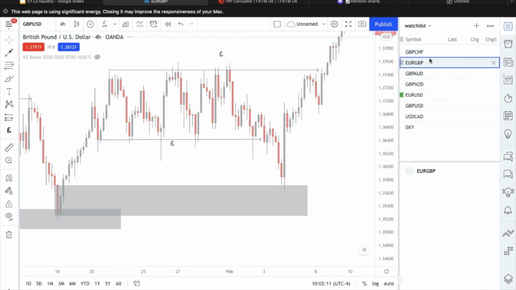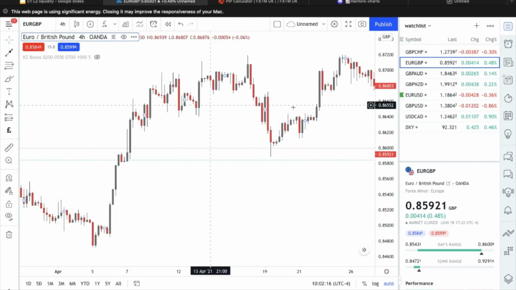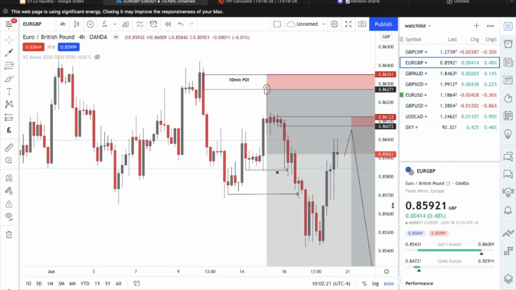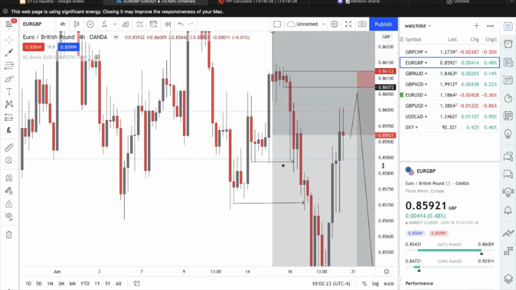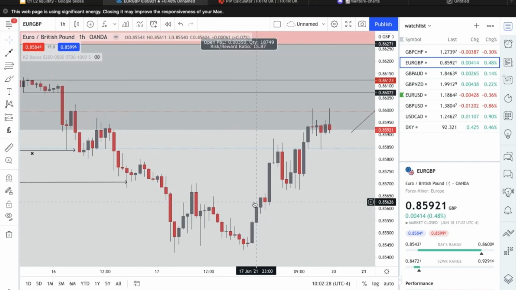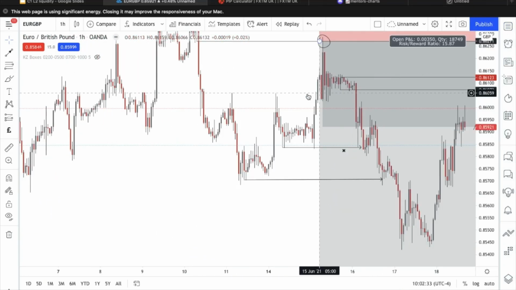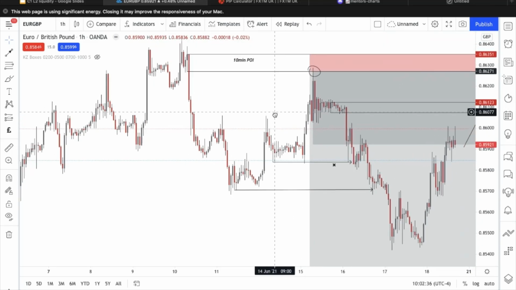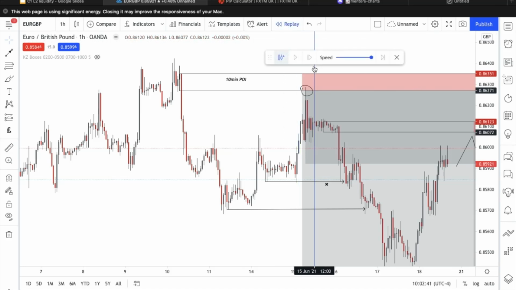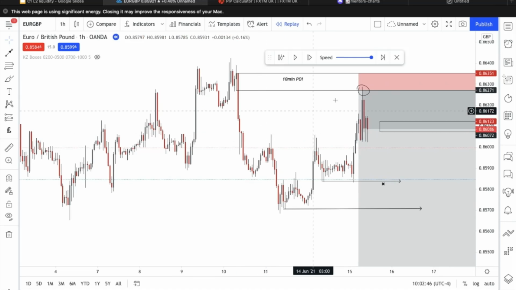Let me see if I can find more examples on any pair. For example, go to current. Right over here, right. So let me go into the lower time frame to make it clearer. Sweet. Now, when I took this sell off from here, right? Now let me just replay price for you guys. Alright, there we go. So why did I take this trade?